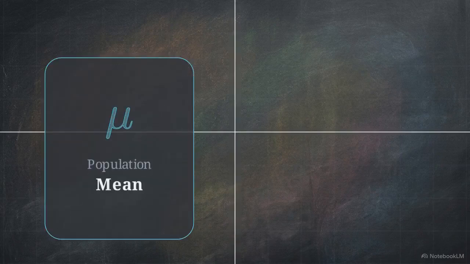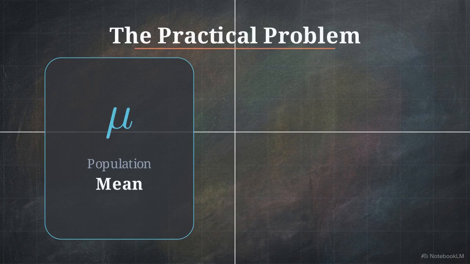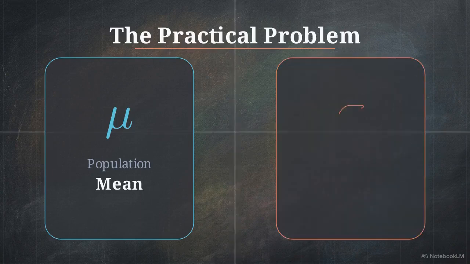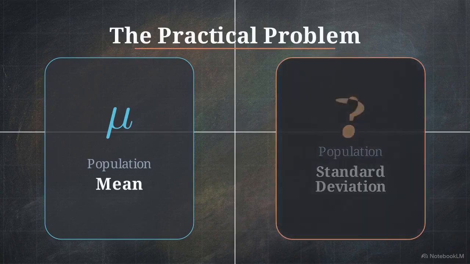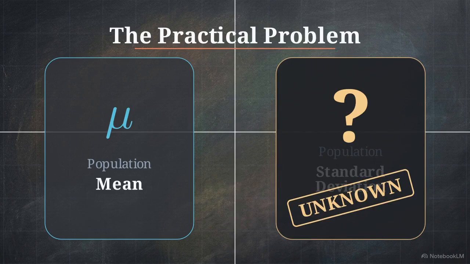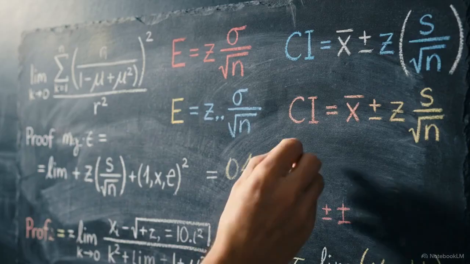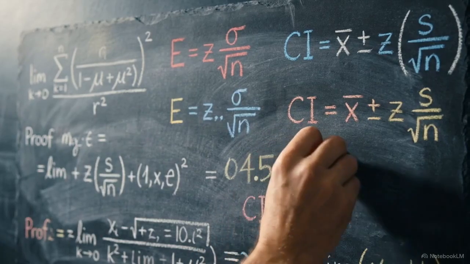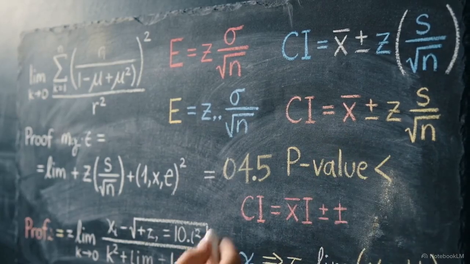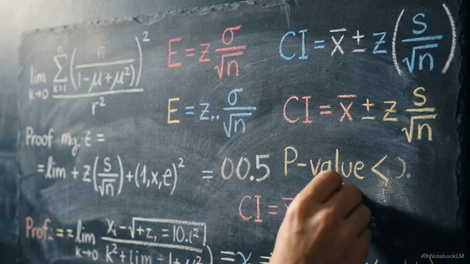When evaluating claims about an entire population's mean, denoted by the Greek letter mu, statisticians run into a practical problem. We almost never know the true population standard deviation, sigma. Without the exact population parameter, we are forced to substitute it with the standard deviation derived from our limited sample, represented by the variable s. Substituting a sample estimate in place of a population truth introduces a distinct margin of error into our calculations.